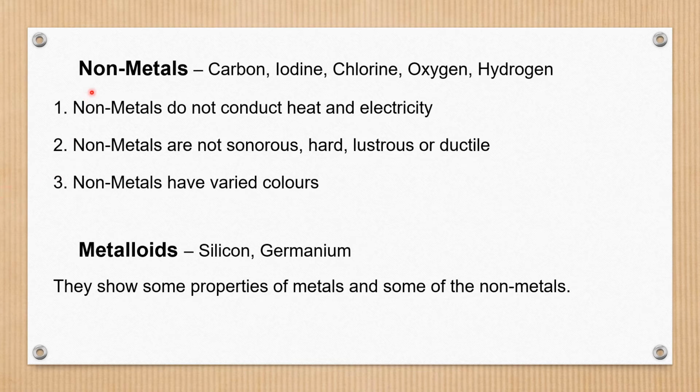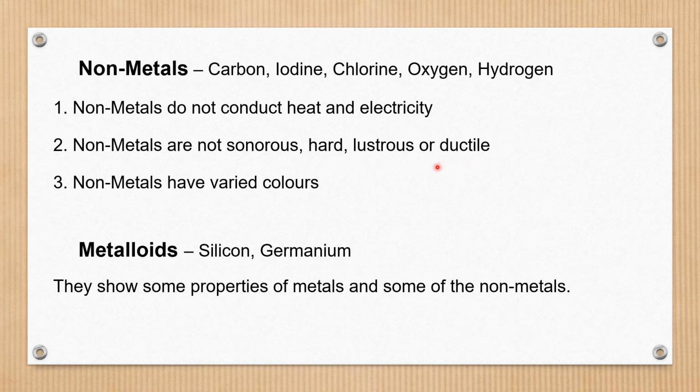Then non-metals. Examples of non-metals are carbon, iodine, chlorine, oxygen, hydrogen, nitrogen, etc. What are the general properties of non-metals? Non-metals do not conduct heat and electricity. Generally non-metals are poor conductors, or we can call them insulators. Non-metals are not sonorous, they do not make the ringing sound, and generally they are not hard, and they are not lustrous or ductile or malleable.